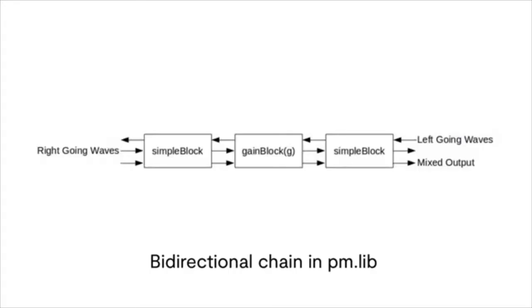And if you look at the slide here on the screen, this is what one of the most primitive elements in the Faust physical modeling library allows you to do. It's the chain element, and it allows you to create this type of diagram and this type of algorithm. So you see here that you have waves which are going from right to left. You have waves which are going from left to right.